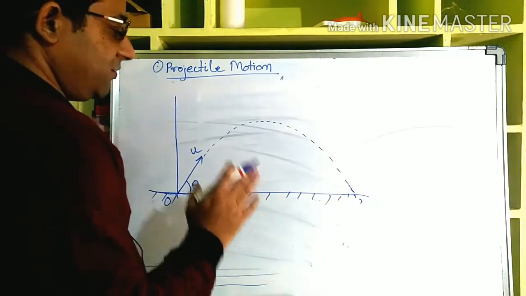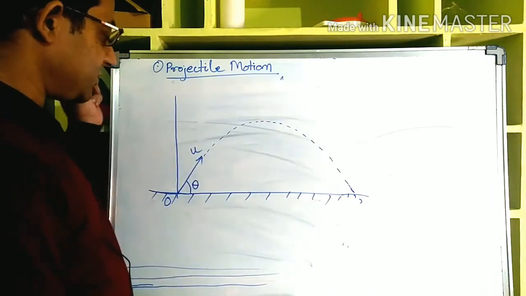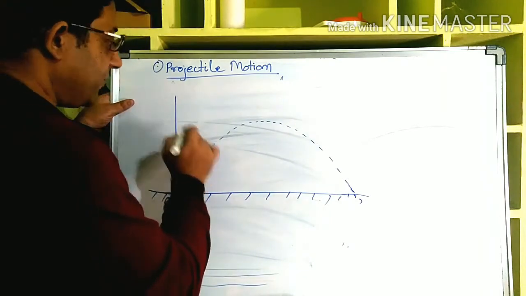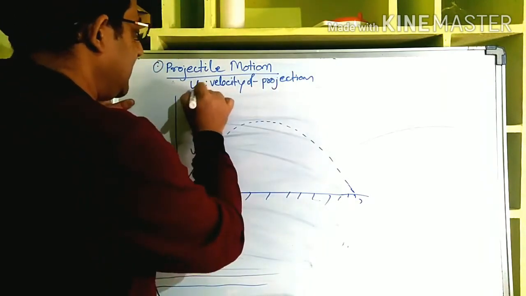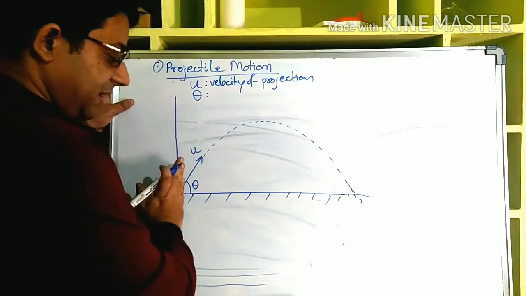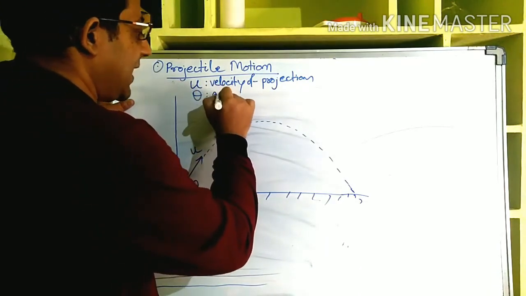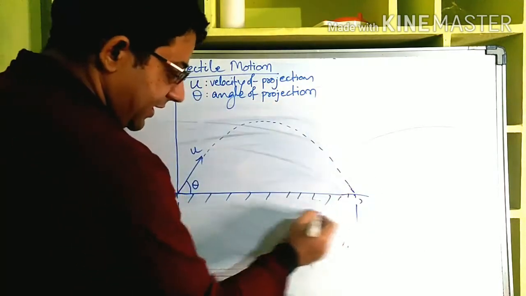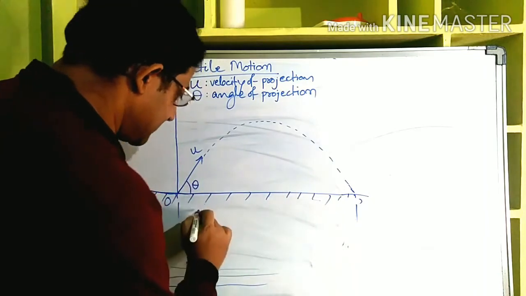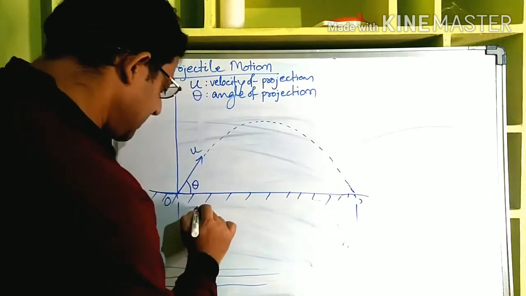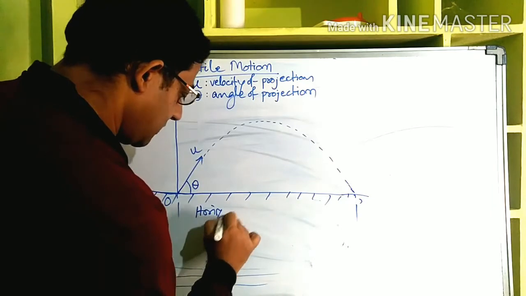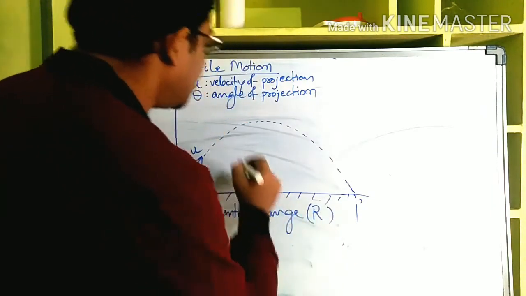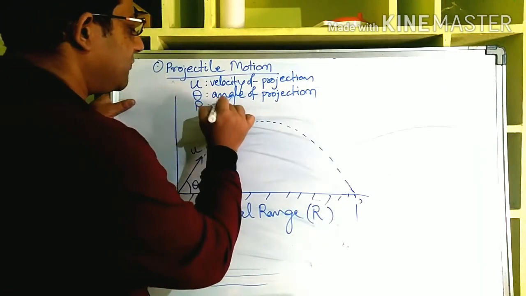Now a few things here we should understand related to projectile motion. The velocity with which it is thrown is called the velocity of projection. The angle theta it makes with the horizontal when it is thrown is called the angle of projection. Before hitting the ground again, how much horizontal distance it has traveled is called the horizontal distance or horizontal range, and we denote that by the symbol R. So I am writing capital R for range.